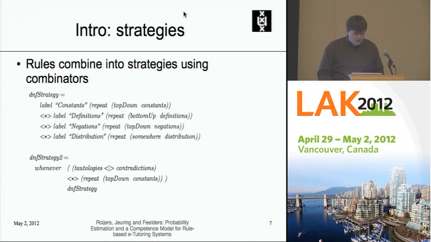It's because if you do it too early, then it might introduce a way longer formula than you would get otherwise. Then we made one slight adaptation to this. Whenever somewhere in the system we see a tautology or a contradiction, we apply that, because it will give me some nice constants which I then can use and then continue with the rest of the strategy. So this is the strategy the system wants to teach to the students.